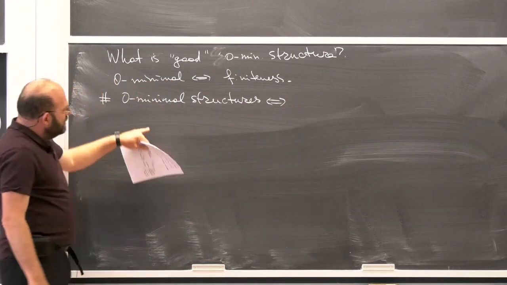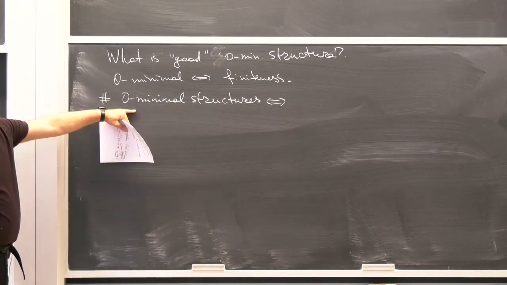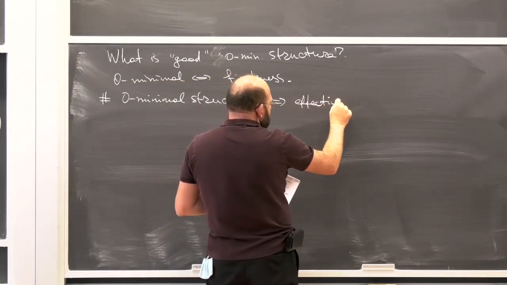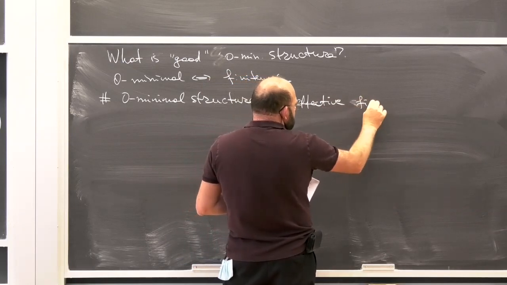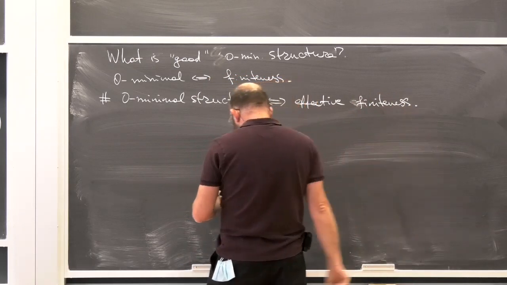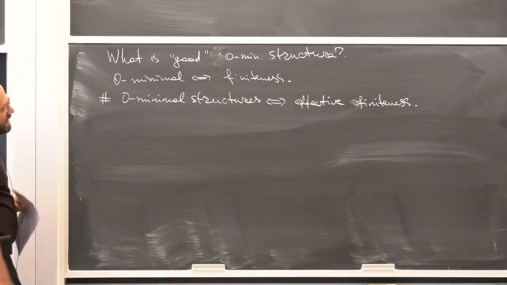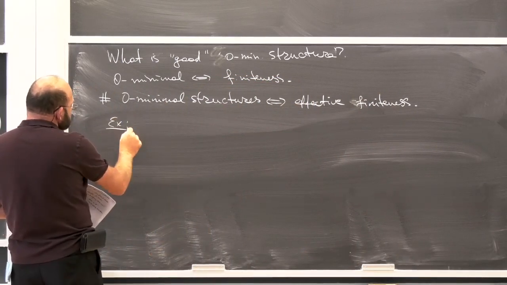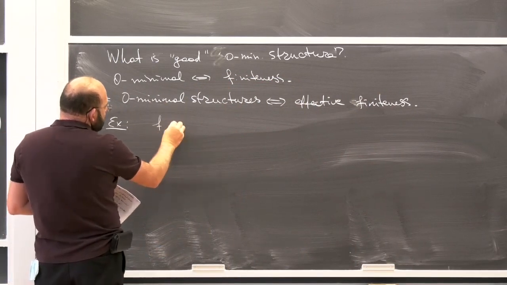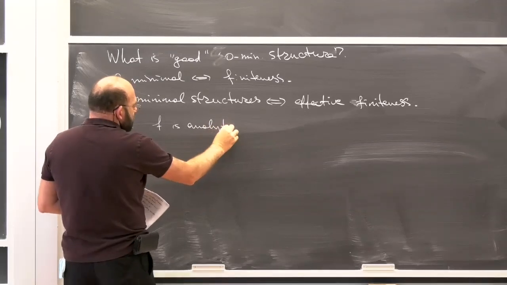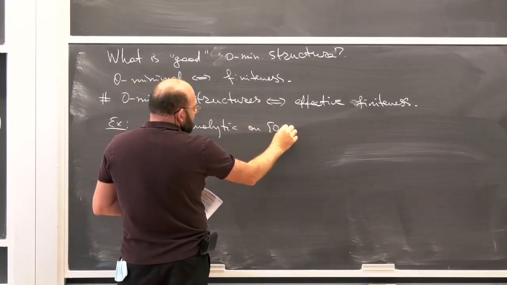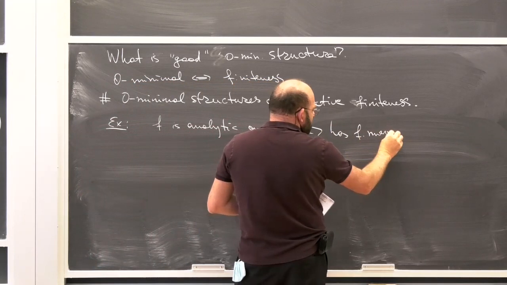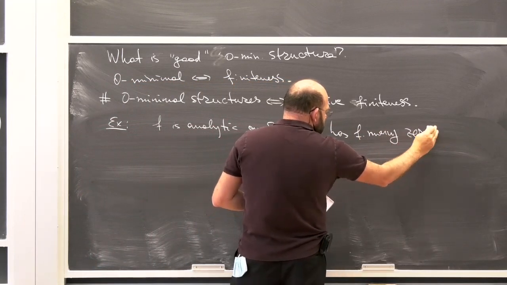The idea is to make this finiteness effective. So, effective finiteness. Okay, so an example in the following spirit: F is analytic on the interval [0, 1], so it has finitely many zeros.